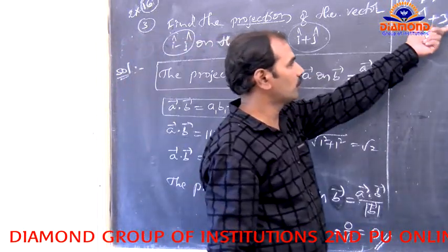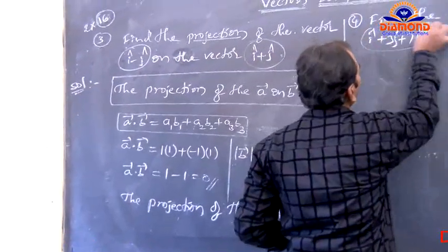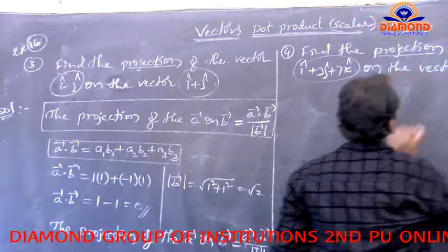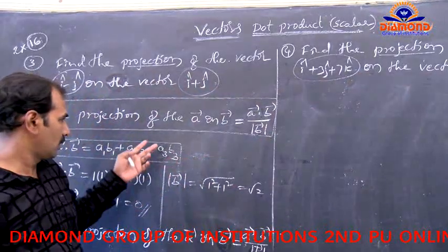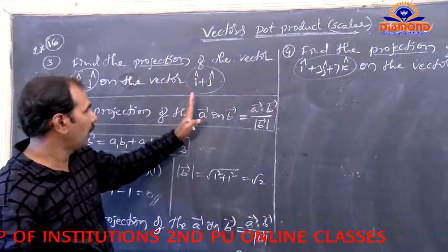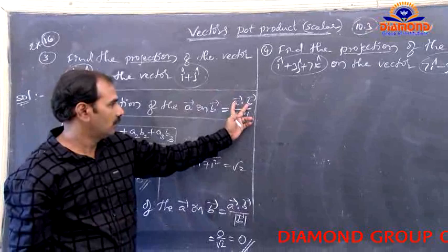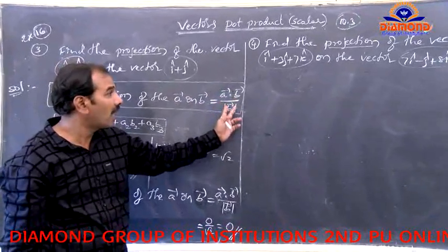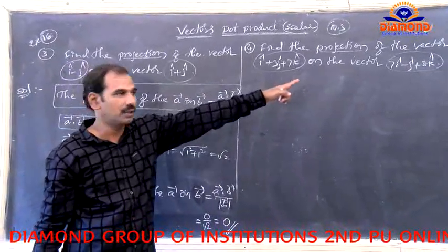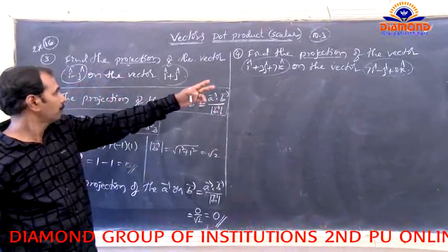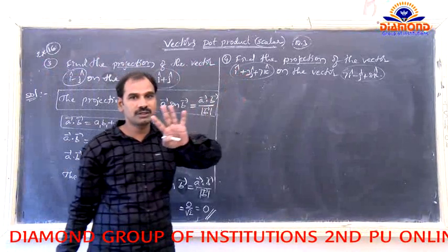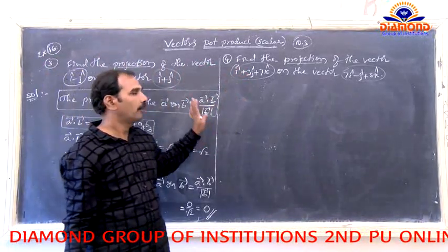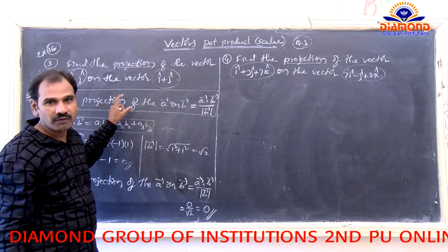In the same way here also, this is the a vector, this is the b vector. So projection of a on b means, as you know already, the dot product of a vector dot b vector divided by the magnitude of b, the second vector. So for example 16, the third and fourth, these three questions use the same method. One mark, very important.